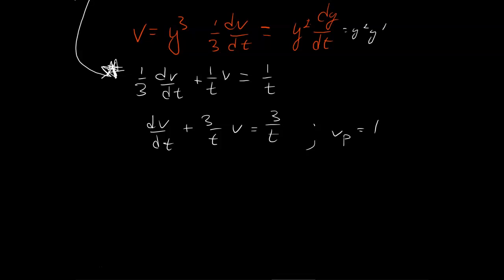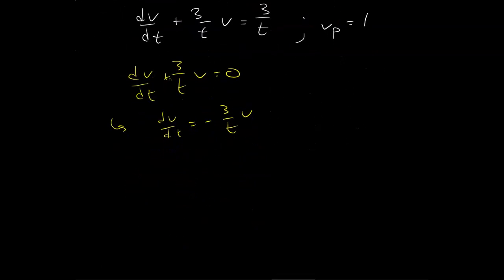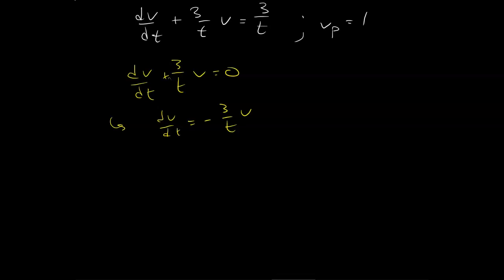That would make it really easy if we find a homogeneous solution. So let's do that. The homogeneous solution would say dv/dt plus 3 over t times v is equal to 0. So I'm going to subtract off this term, so I'm going to have dv/dt equals negative 3 over t times v. So this is now separable. If it's a separable equation, you can recall that we can write this as dv divided by v is equal to negative 3 over t dt.